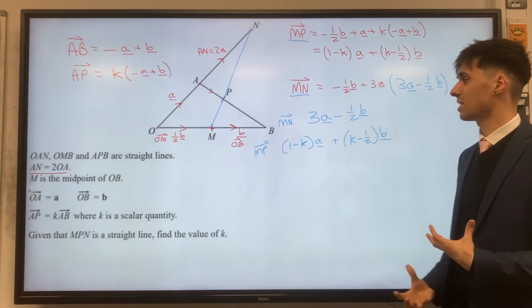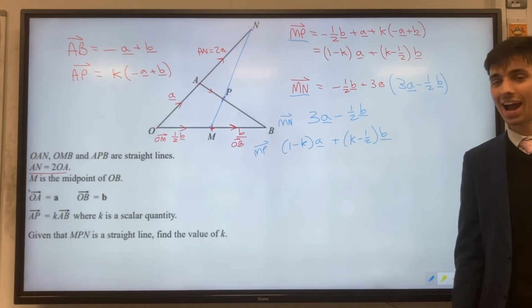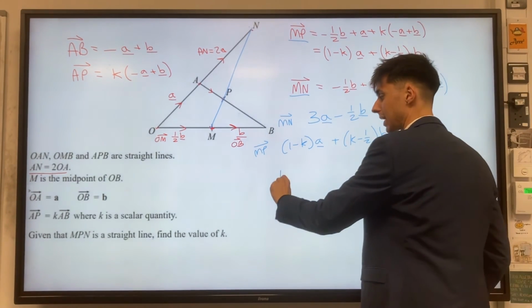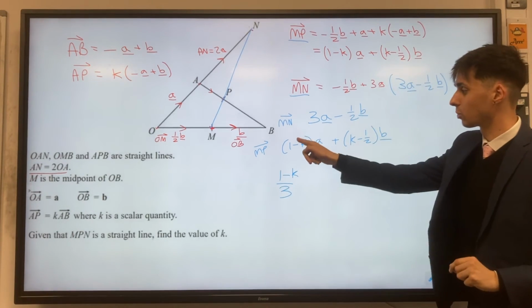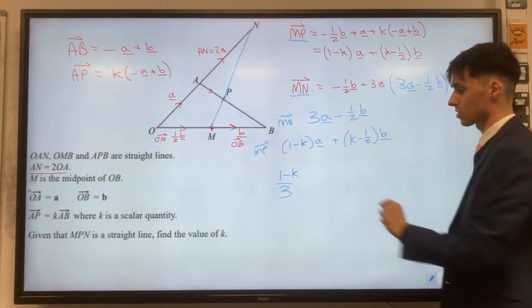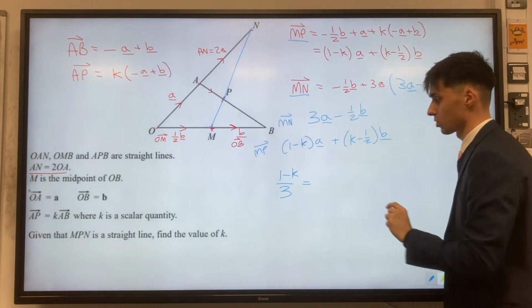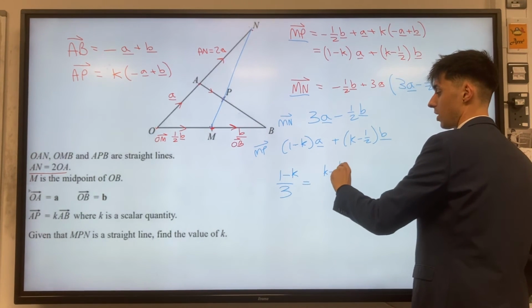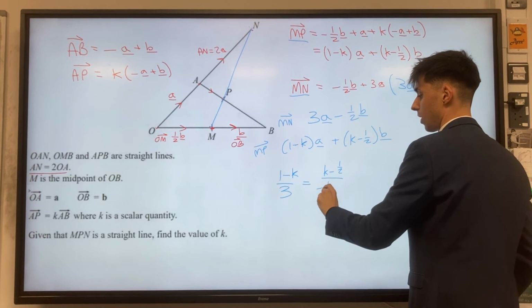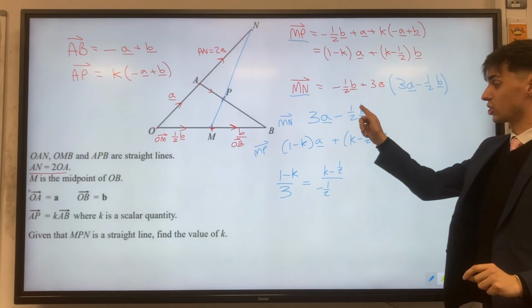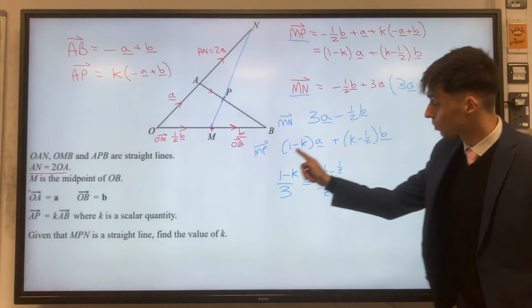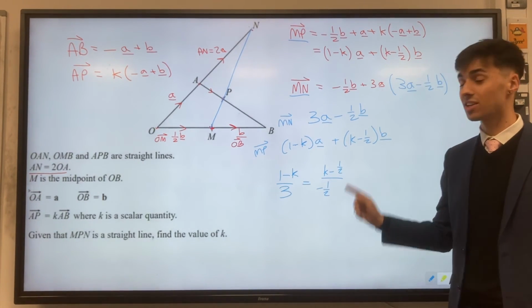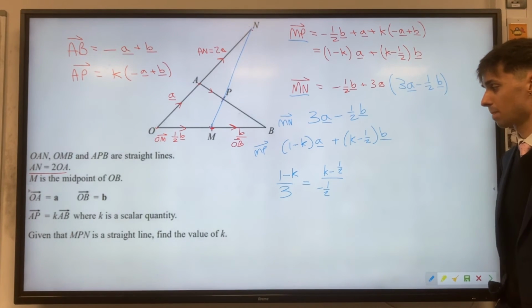Let's write this a little bit differently and more helpfully as a fraction instead. So what I'm claiming is that (1 minus K) over 3, in other words, the ratio of the A vectors, must be equal to (K minus a half) over minus a half. That's the ratio of the B vectors. This equation is what's really important because it's going to tell us the value of K in a moment.